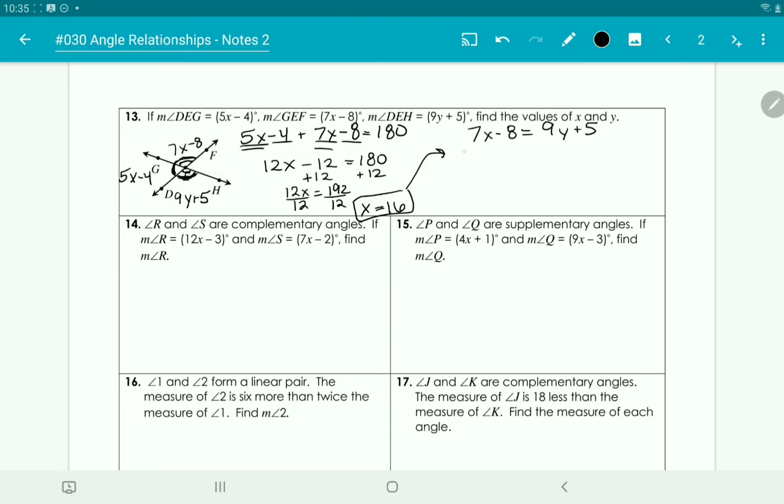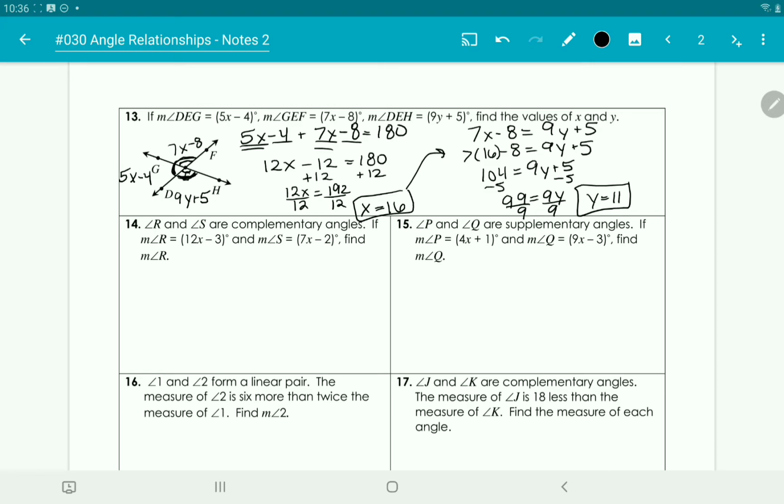But we can say that this x is 16, we decided. Okay? And then if we simplify that, we get 104 on this side equals 9y plus 5. We can subtract the 5 and solve for y like that, which gives us 99 equals 9y. Divide by 9 to get y on its own. So y is equal to 11.